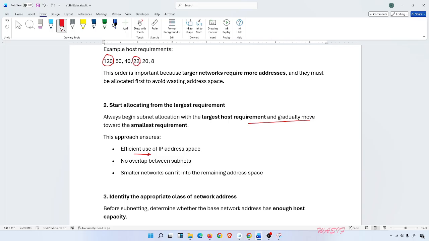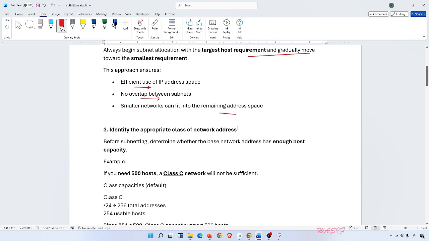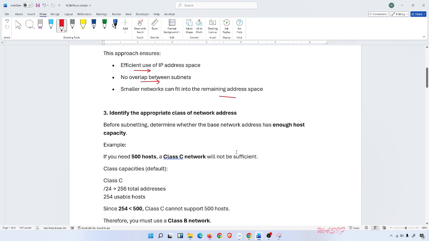Then no overlapping between the subnets. This is very important. You cannot overlap between the subnets. Smaller networks can fit into the remaining address space, okay? The one I showed you in the first place, where we had an overlap with the IT department and the accounting department. You cannot have overlaps, because every device has to be identified with a unique IP address.